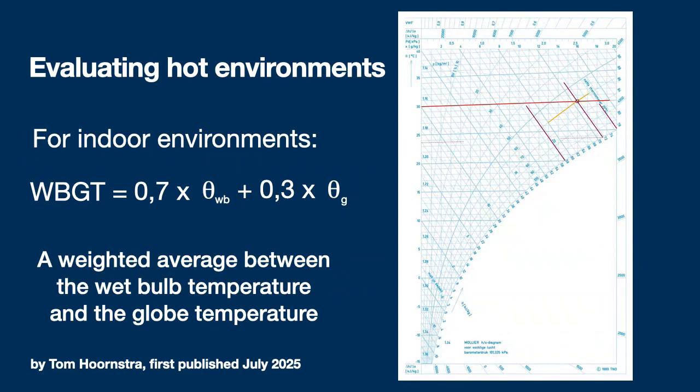We see that the wet bulb global temperature is a weighted average from the wet bulb temperature and the global temperature. This is valid for indoors. We see that the humidity factor is 70% and the sensible heat factor is only 30%. So humidity is a big part of how a hot environment is experienced by a person.